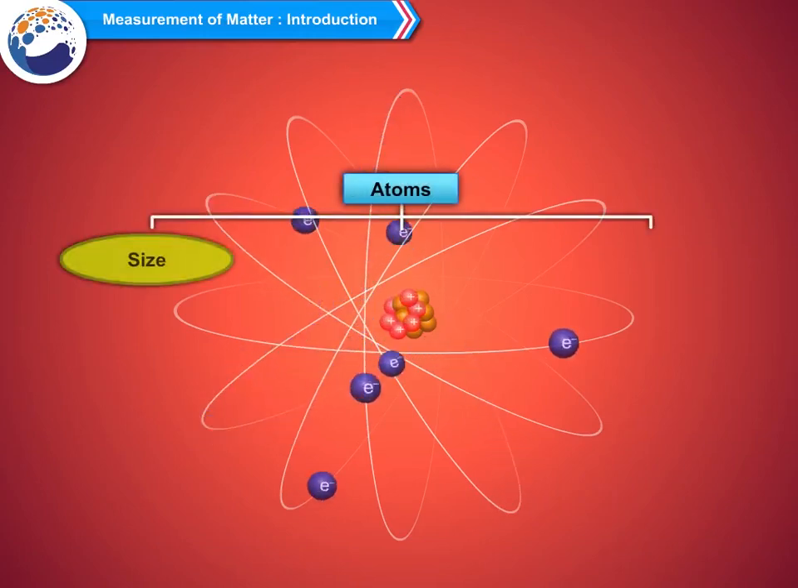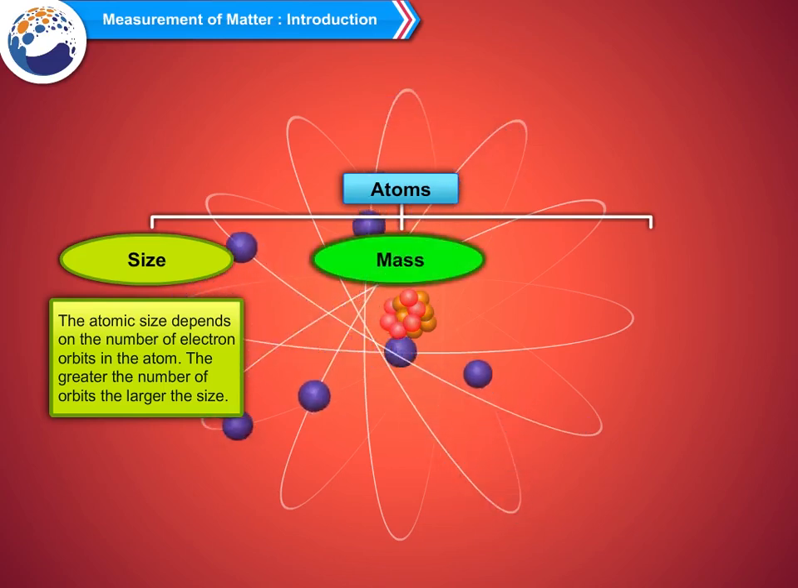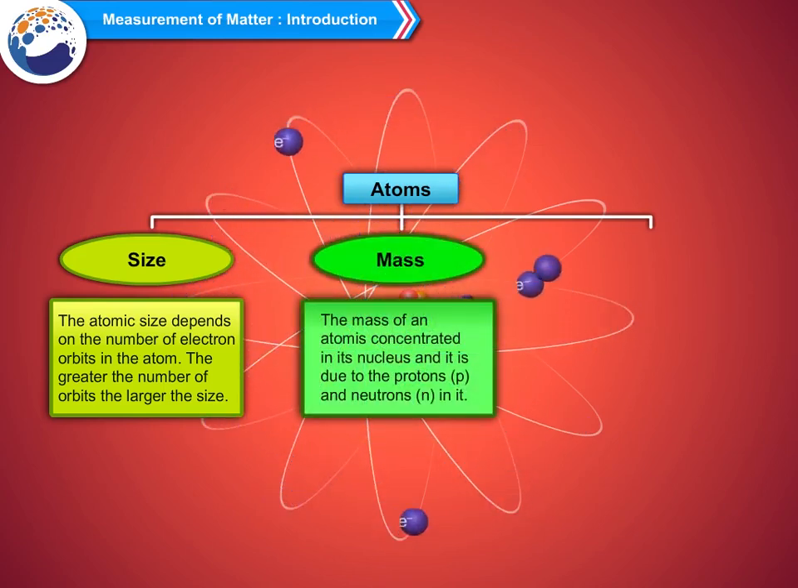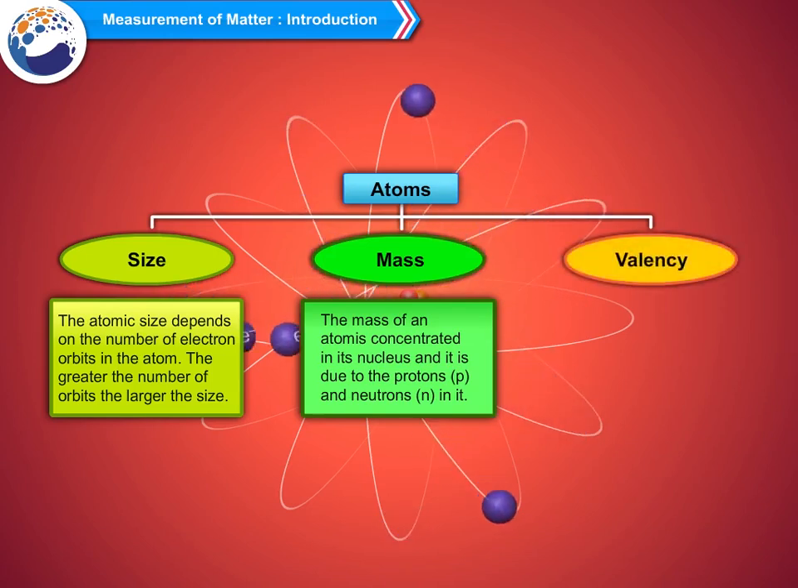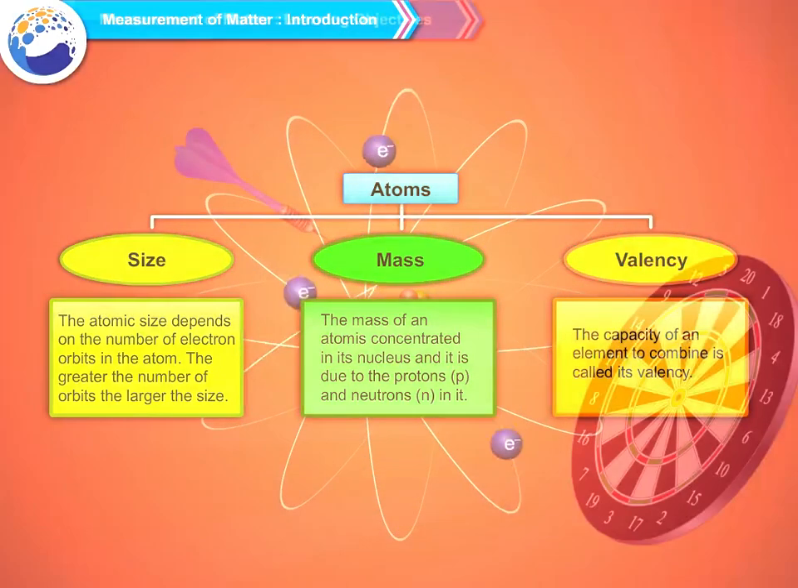Atoms. Size. The atomic size depends on the number of electron orbits in the atom. The greater the number of orbits, the larger the size. Mass. The mass of an atom is concentrated in its nucleus, and it is due to the protons p and neutrons n in it. Valency. The capacity of an element to combine is called its valency.